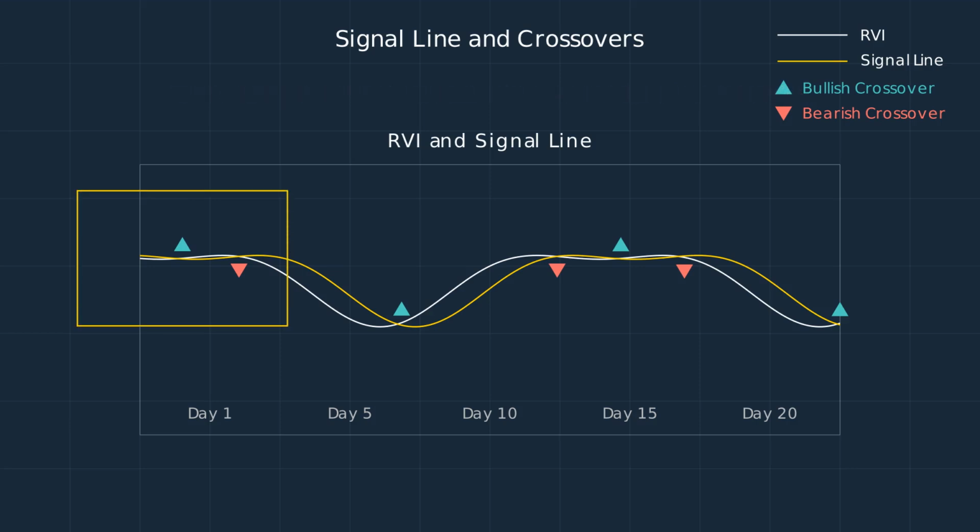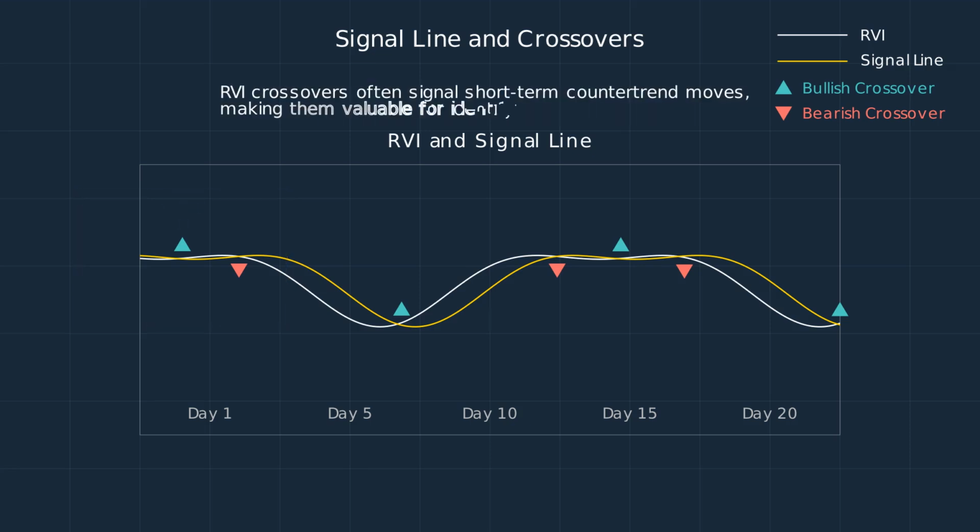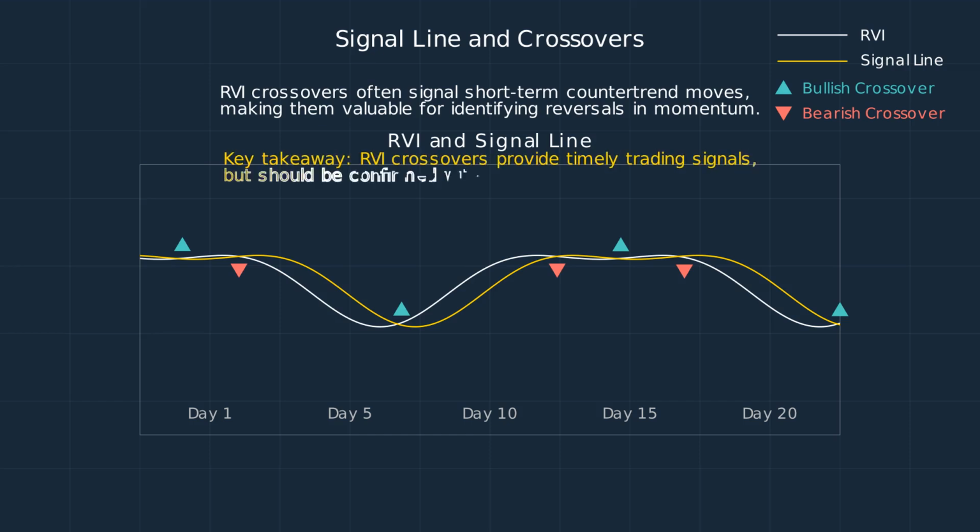For example, a trader might see the RVI cross above the signal line and enter a long position at this point. RVI crossovers often signal short-term countertrend moves, making them valuable for identifying potential reversals in momentum. The key takeaway is that RVI crossovers provide timely trading signals, but they should be confirmed with other technical indicators for better accuracy.